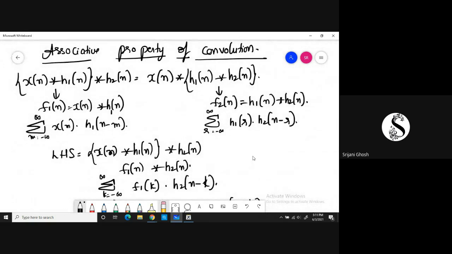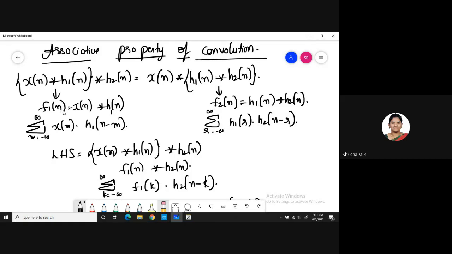Yes, ma'am. So the associative property of convolution is x of n convolved with h1 of n convolved with h2 of n is equal to x of n convolved with h1 of n convolved with h2 of n. Brackets are put for the first two terms on one side and the next two terms on the other. Now let us take what is in this bracket as f1 of n and what is in this bracket as f2 of n.